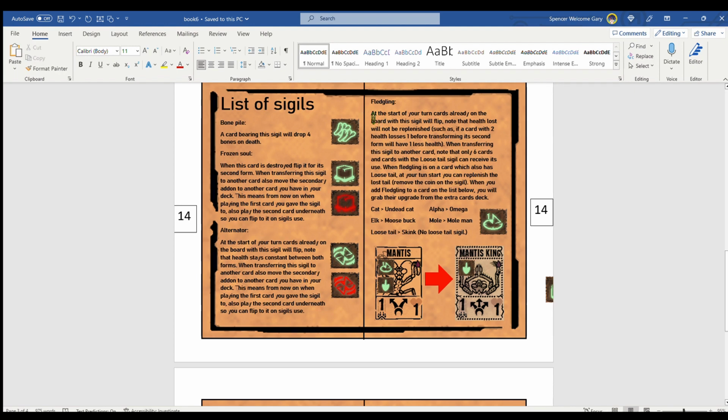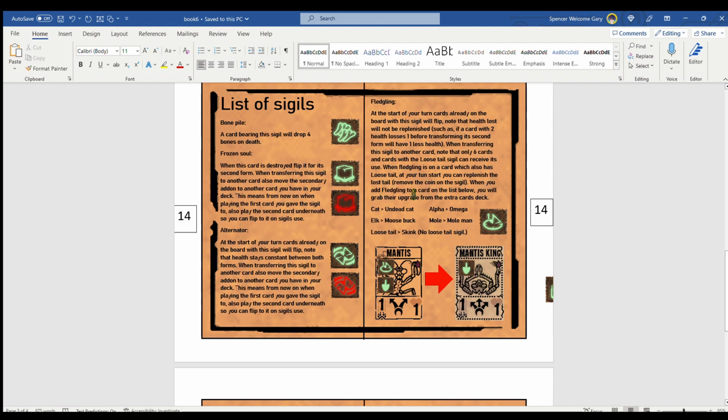Fledgling. At the start of your turn, cards already on the board with this sigil will flip. Note that health lost will not be replenished, such as if a card with 2 health loses 1 before transforming, its second form will have 1 less health. When transferring the sigil to another card, note that only 6 cards and cards with the loose tail sigil can receive its use. When Fledgling is on a card which also has a loose tail, at the start of your turn you can replenish the loose tail. Remove the coin on the sigil.